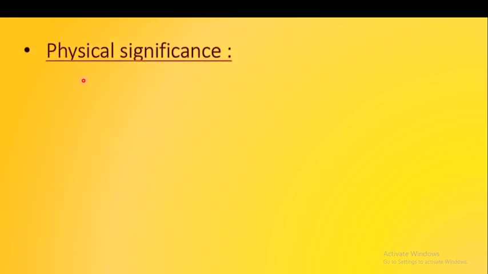So in this lecture we will study the physical significance of the Gibbs function. In the last lecture we studied the Gibbs function, that is G is equal to H minus TS. G is the Gibbs free energy, H is the enthalpy, T is the temperature, and S is the entropy.